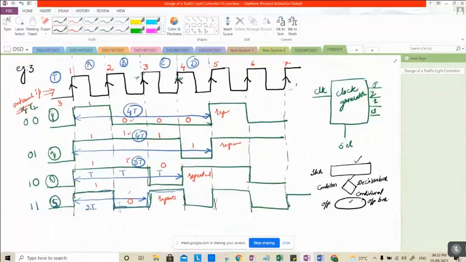which will have 4 states: S0, S1, S2, S3. After 4 states, again repetition. After the 4th state, repetition. After S3, S0 comes again. Now every one of you draw the state diagram for this. Sorry, the algorithm state machine.